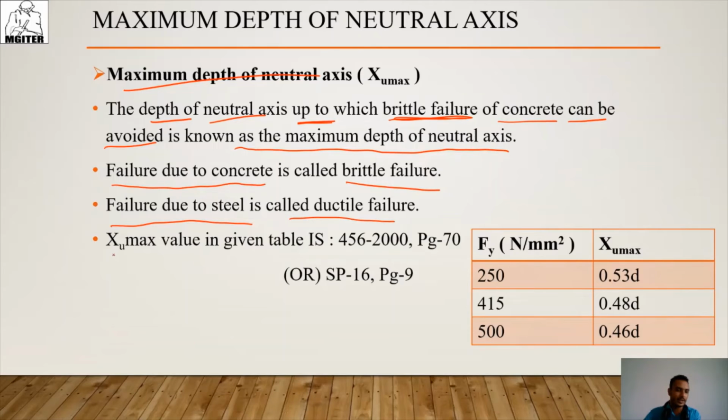To find xu max, we have to follow IS 456:2000, page number 70. On page 70 we have a table of fy in Newton per mm square against xu max. For 250 grade steel, we have 0.53 d, for 415 grade steel 0.48 d, and for 500 it is 0.46 d. Here d is the effective depth of the structure.